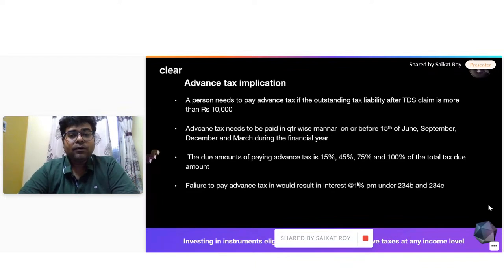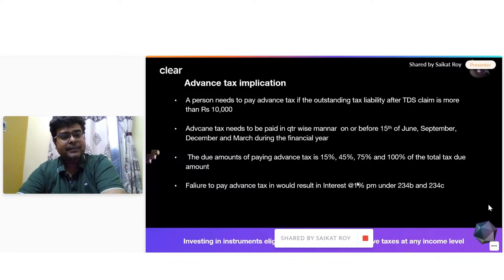Now, hopefully we all understood the implication of long-term and short-term capital asset. Now, let's try to understand the advance tax implication. Now, if you have some amount of taxable gain in your hand, then only advance tax implication comes into picture. Now, as per the law, if after taking deduction of all the TDS and TCS, the tax liability is in excess of 10,000 rupees, then the person needs to pay advance taxes, right?